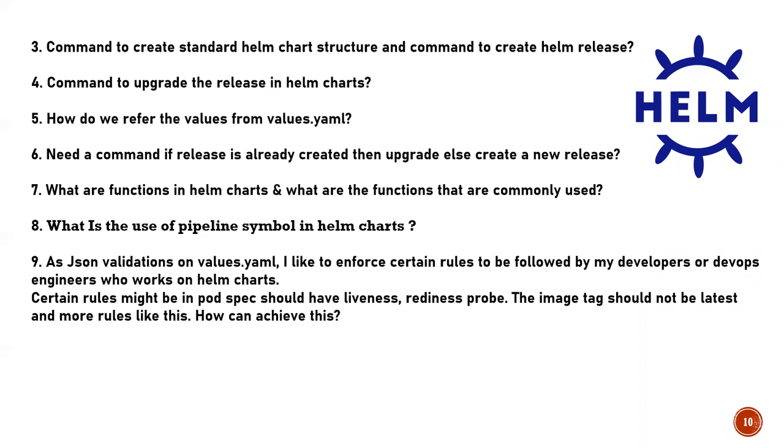The next question is, as with JSON validation in values.yaml, I'd like to enforce certain rules to be followed by my developers or DevOps engineers who work on Helm charts. We have discussed that we can have a values.schema.json file, wherein we can apply rules for how my values.yaml should look. If somebody supplies wrong values, I can make sure that at templatization or rendering itself, my Helm chart fails and informs the developer or DevOps engineer.